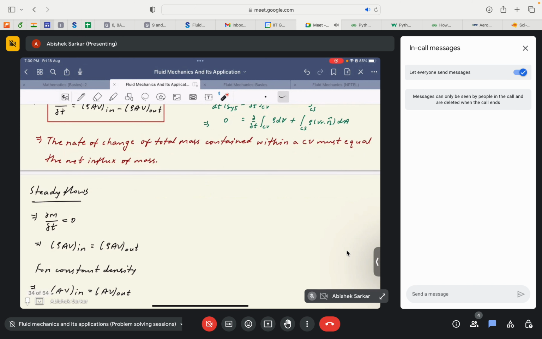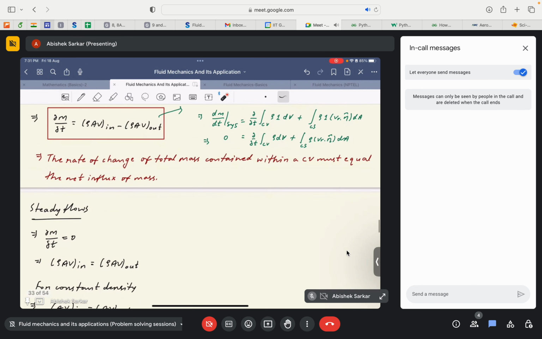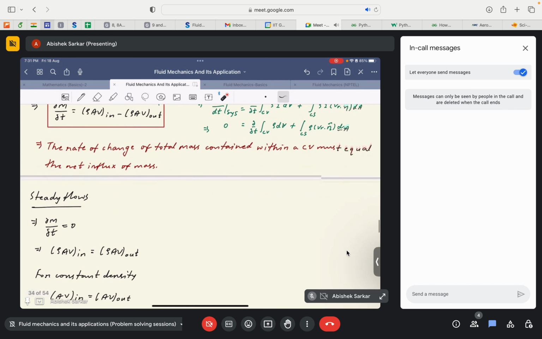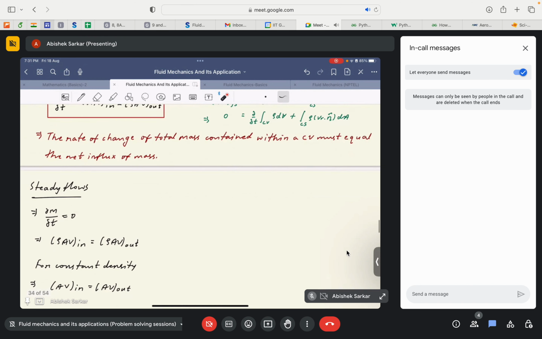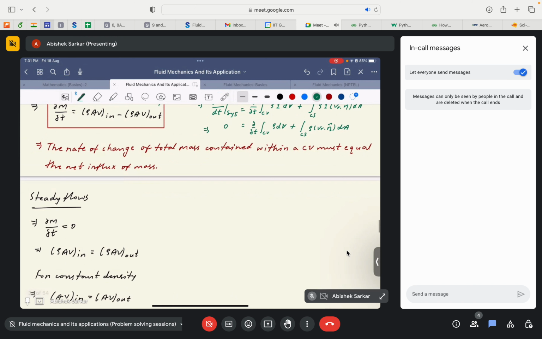Okay, so this is basically a statement. The rate of change of total mass contained within the control volume must equal the net influx of the mass. I guess it's simple, I won't go through it again. So for steady flows, we again consider this equation: dm by dt is equal to rho A V in minus rho A V out.